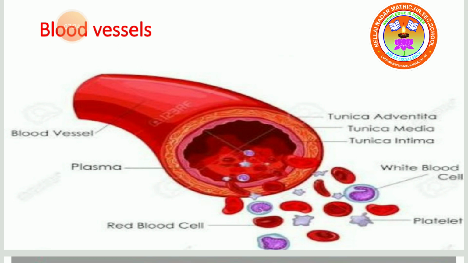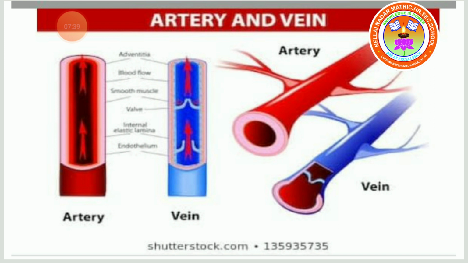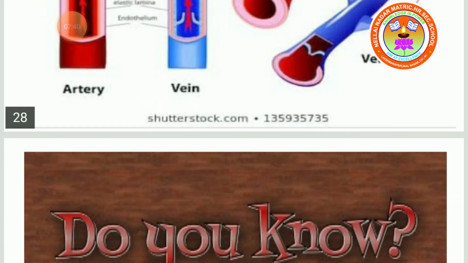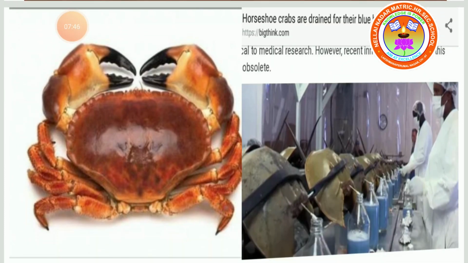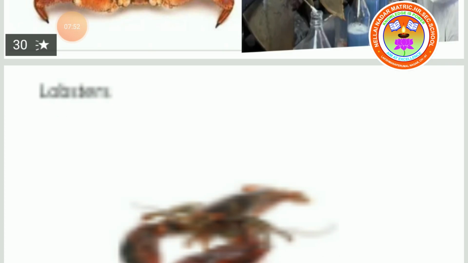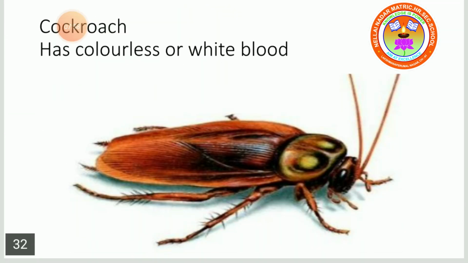Blood vessels. Blood vessels consist of arteries and veins. Arteries carry oxygenated blood and veins carry deoxygenated blood. Artery and veins. Do you know, children? There are some animals like lobsters and crabs that have blue blood. Cockroach has colorless or white blood.